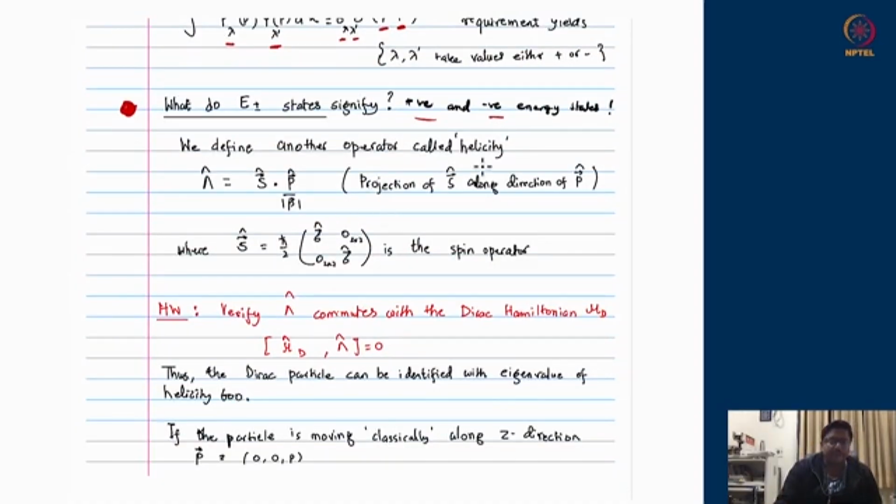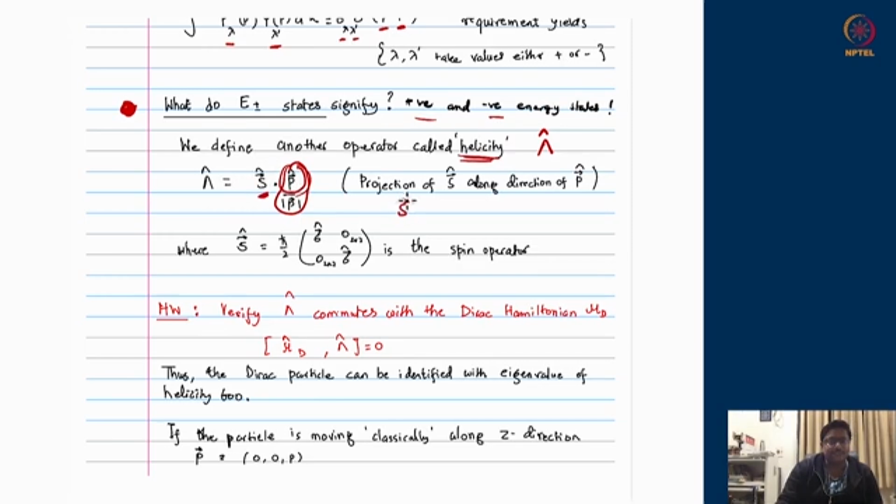First, we define something called a helicity operator. What is the helicity operator? It is an operator denoted by lambda. That operator is just the projection of momentum, that is, the unit normal along the momentum direction, the momentum vector divided by the magnitude of the momentum, and dot product with S.